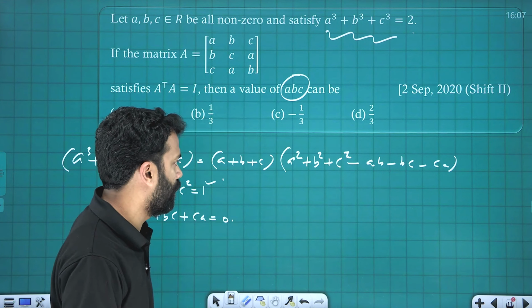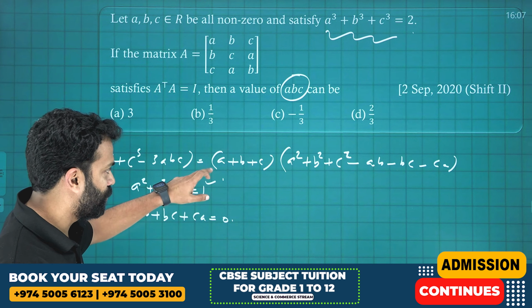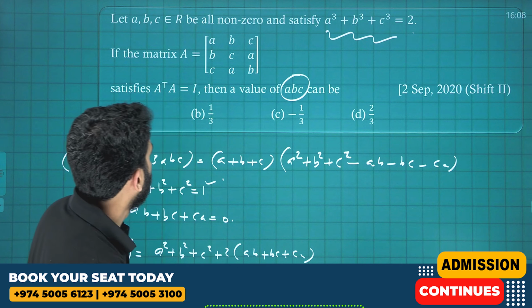And you just need to find the value of a plus b plus c. And how will you find it? To find that, you need to use another algebraic expression. That is, (a plus b plus c) whole square is equal to a square plus b square plus c square plus 2 into (AB plus BC plus CA). This is equal to 0. This is 1. So (a plus b plus c) whole square is equal to 1. So, what will be a plus b plus c? That is equal to plus or minus 1.